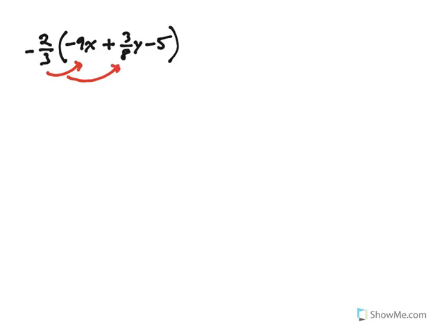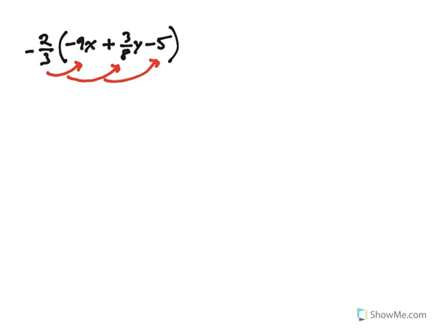One more, okay? So let's do fractions. Negative 2/3 times negative 9x plus 3/8y minus 5. We've worked a lot with fractions already, so we should be very comfortable with fractions. We want to make sure that we distribute negative 2/3 with negative 9x, positive 3/8y, and negative 5.